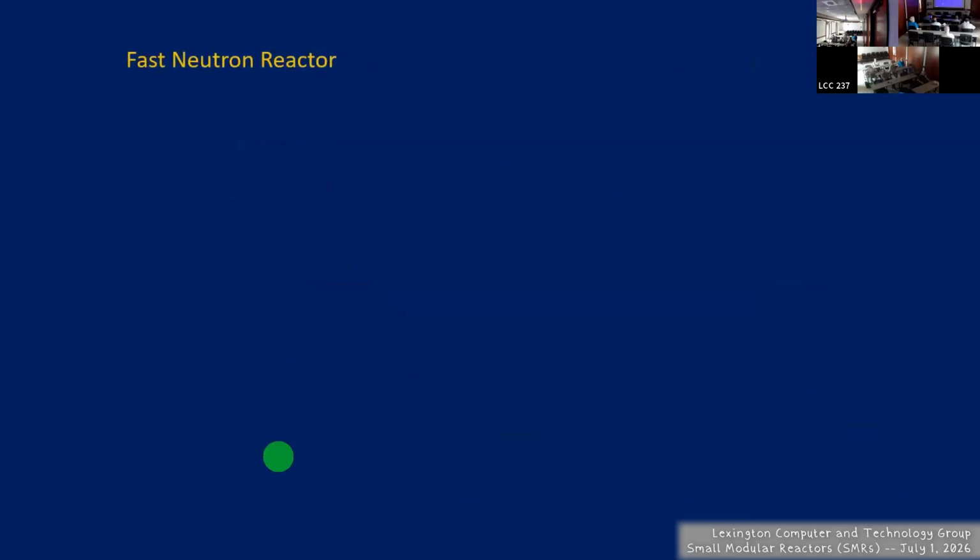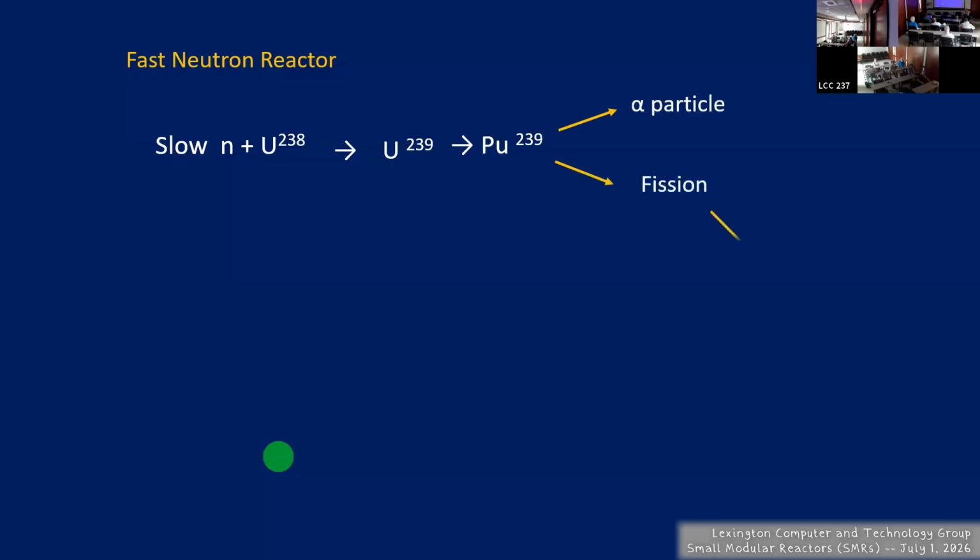So in the fast neutron reactor, you have a slow neutron at U-238, making U-239. Eventually, with a little beta decay, you're going to get some plutonium. And that's going to give off an alpha particle. We're going to go to fission. The fission produces stable atoms and 3 neutrons. So what's going to happen here? Well, 2 of the neutrons, let's see what they can do.